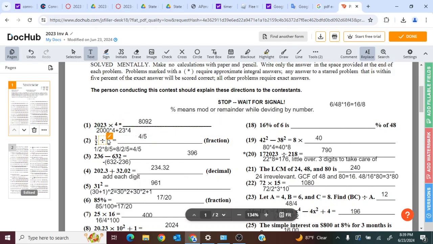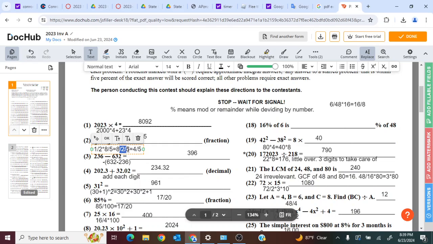Okay, 1 over 2 divided by 8 over 5. You're dividing, so you have to flip the fraction: 1 over 2 times 8 over 5. 8 and 2 cancel out, and this 1 is kind of irrelevant. So now you just have 8 over 2 over 5, as I talked about, so 4 over 5.